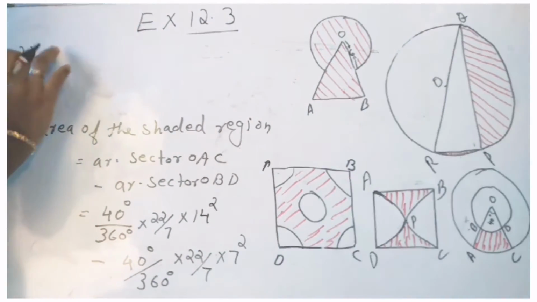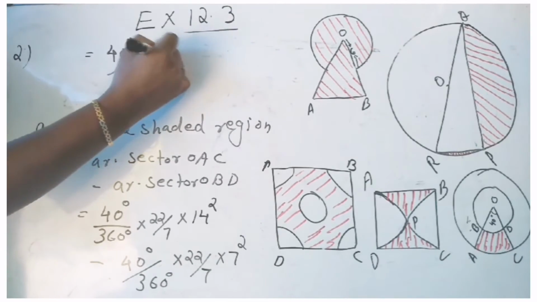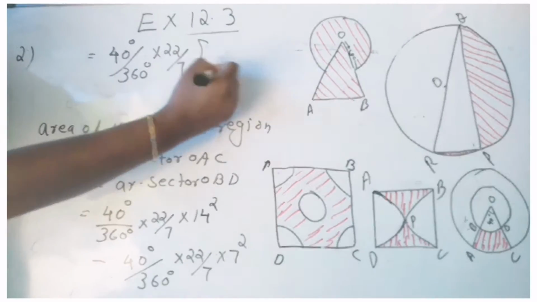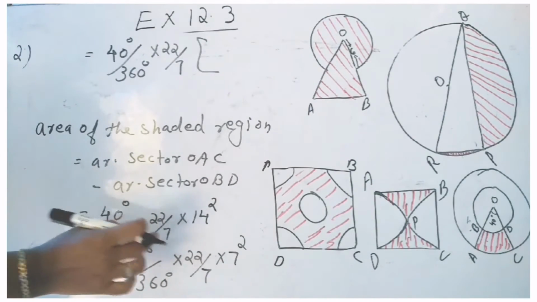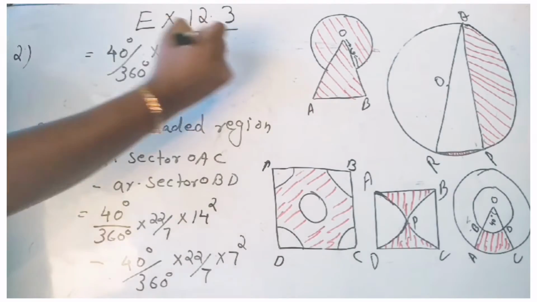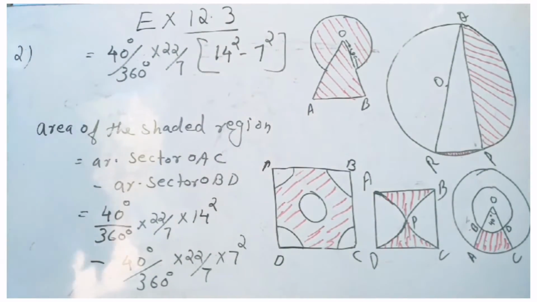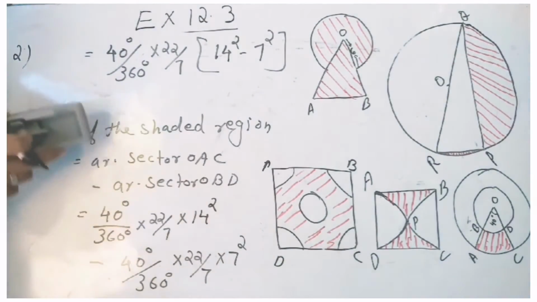So take that outside. 40 degree divided by 360 degree into 22 by 7, that is common. Take that term outside. Then in the first term we will have 14 square and in the second term we will have 7 square.